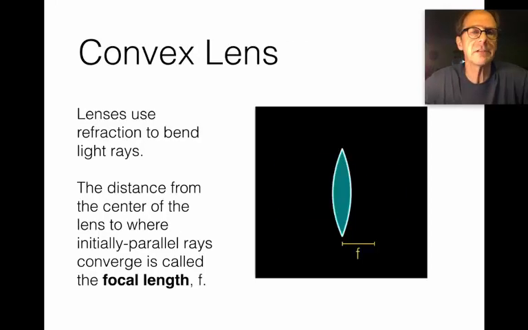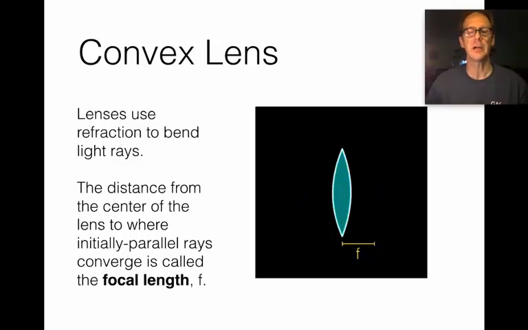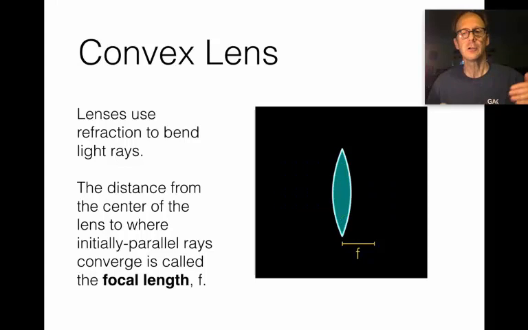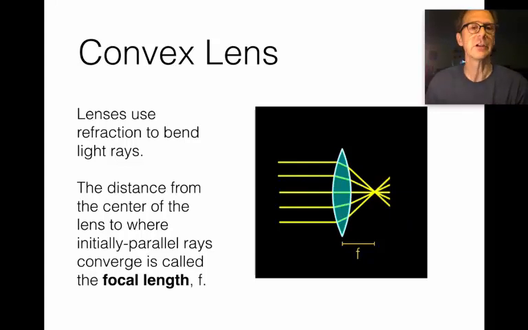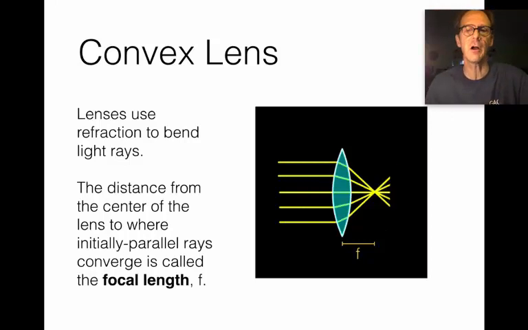And a convex lens accomplishes the same goal. It causes rays that are, in this case, parallel, but they could even be diverging, to come together, to converge. And again, the distance from the center of the lens to where those initially parallel rays cross, that's defined as the focal length.